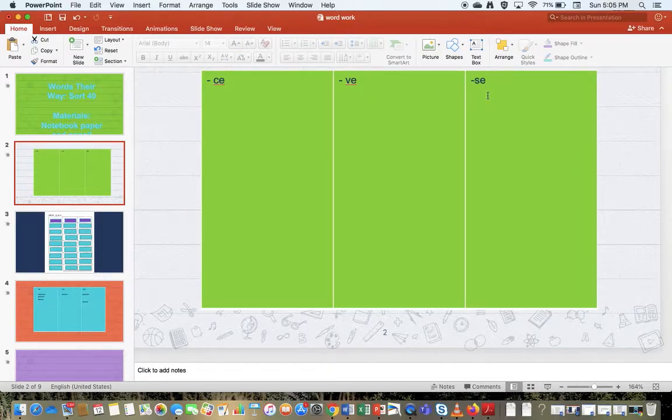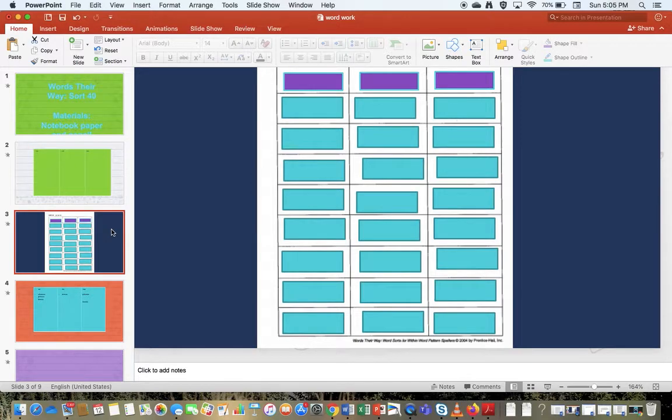And then the third column will be labeled SE. All of our words that end in SE will go in this column. And this pattern is interesting because it has two different sounds. Sometimes SE makes the S sound, and sometimes it makes the Z sound. So we'll just listen carefully while I read the words. Go ahead and set your notebook paper to the side. And now I'm going to read the words to you, and I want you to repeat them after me.